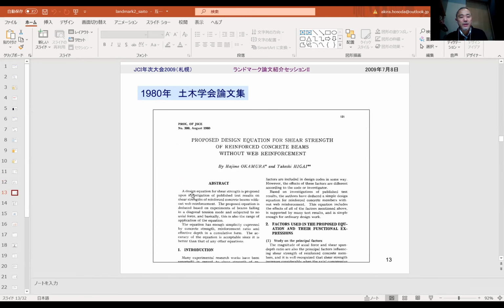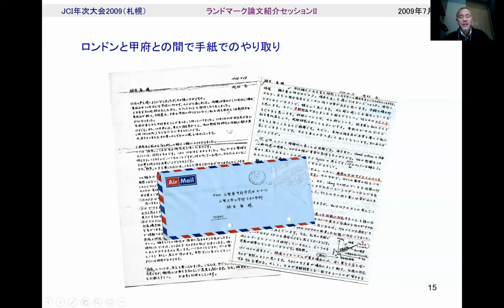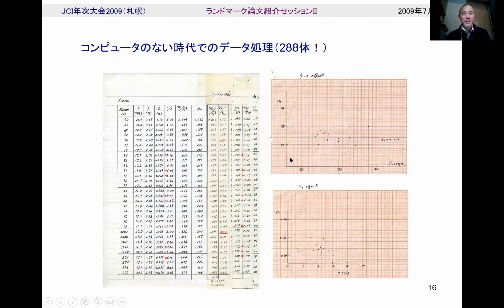You know this paper. We will study together. I want to show this slide. At that time, no Zoom, no email. Maybe international phone was very expensive. That's why this letter is from Professor Okamura to Professor Higai. At that time, he was not a student. After finishing PhD, he was a research assistant, maybe assistant professor, in a new university, Yamanashi University. I don't know how many letters, but with no computer, they plotted their results on this kind of scale.